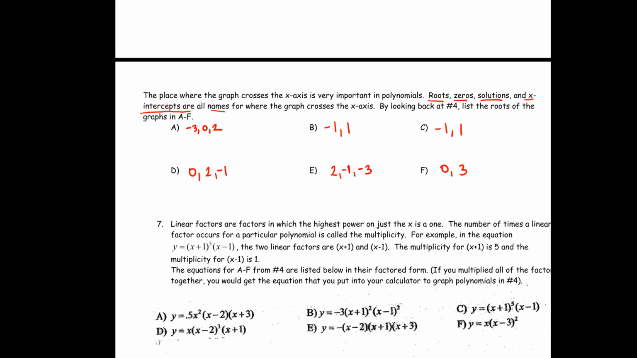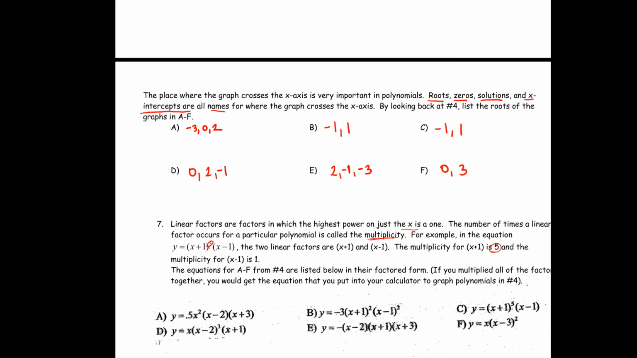Linear factors are factors in which the highest power on just the x is a 1. The number of times a linear factor occurs for a particular polynomial is called the multiplicity. For example, in the equation y equals (x plus 1) to the fifth times quantity (x minus 1), the two linear factors are x plus 1 and x minus 1. However, the multiplicity for x plus 1 is 5, and you can see that on the exponent. And the multiplicity for x minus 1 is 1.